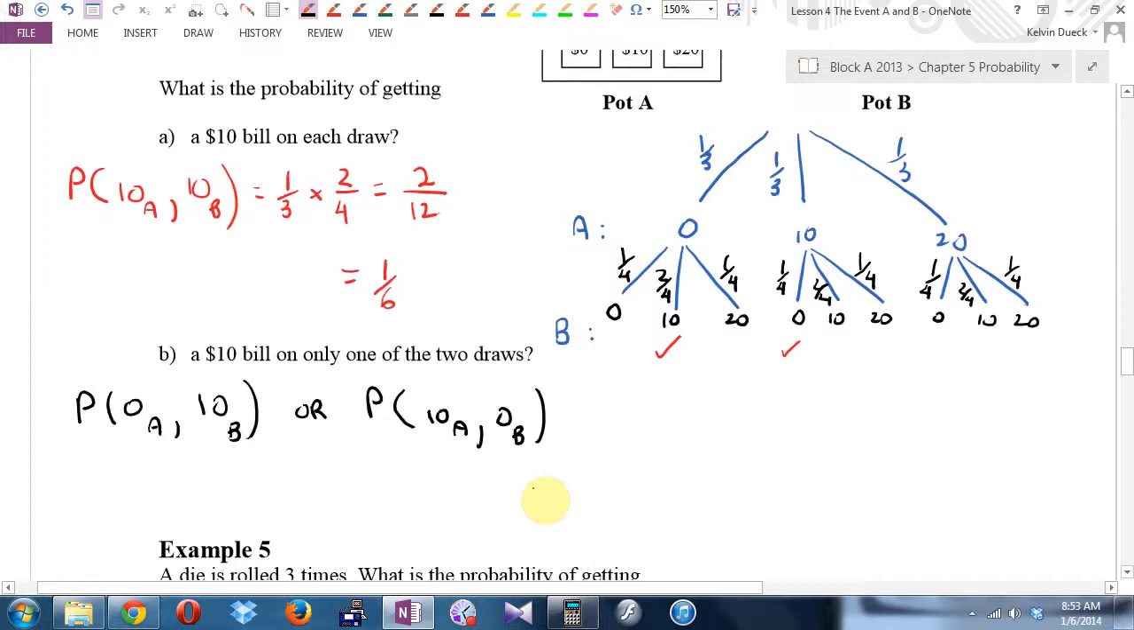Or probability of get a 10 followed by a 0. What does or mean? Add. What does and mean? Multiply. So let's multiply down the branch that has a 0 from A and a 10 from B. That's going to be 1/3 and 2/4. Or let's multiply down the branch that has a 10 from A, 1/3, and a 0 from B, 1/4.